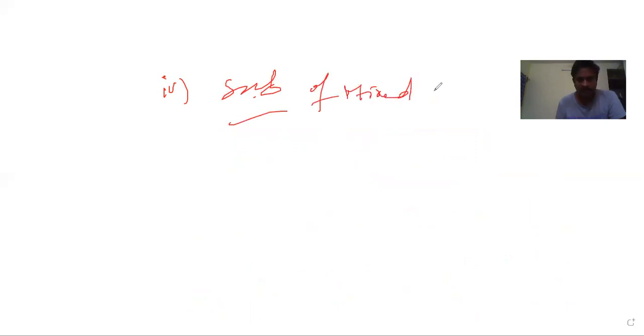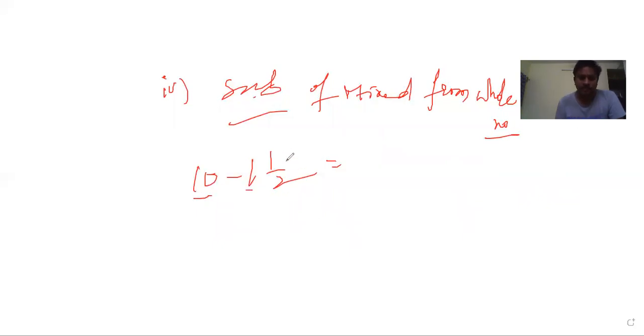Next, subtraction of mixed fractions from a whole number. This is type 4: subtraction of a mixed fraction from a whole number. Now here 10 minus 1 1/2. 10 minus 1 is 9. From that 9 we subtract half. We get 8 1/2.